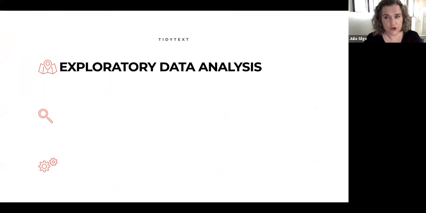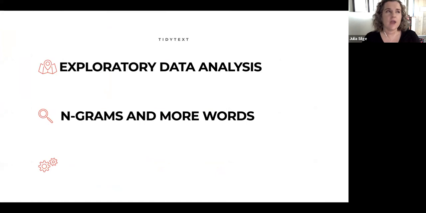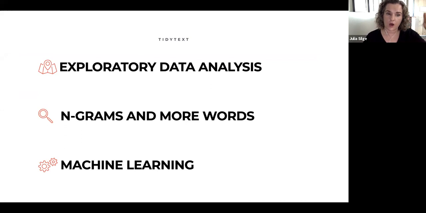Then I want to move further and say, if I want to measure something more detailed, or I want to use more sophisticated measurements about what is in my text, what are some more detailed kinds of analyses that I can do? So we'll talk about n-grams and more complex analysis. And then finally, we'll talk about machine learning for text and how we take what we learn during EDA and apply it when we do modeling and machine learning for text.